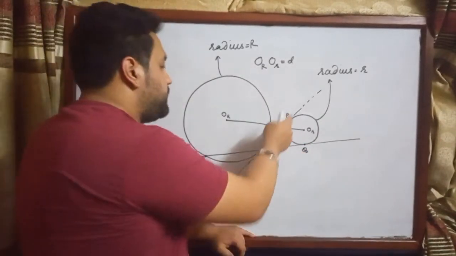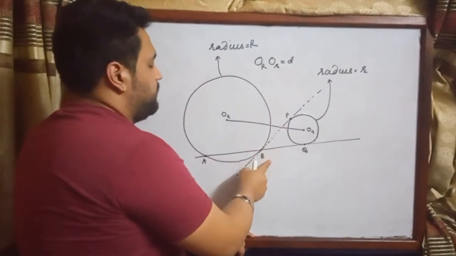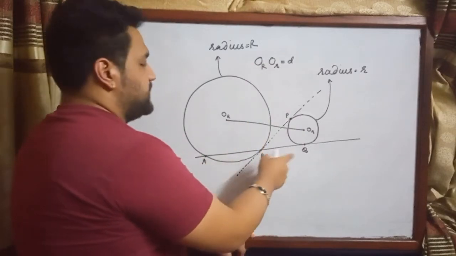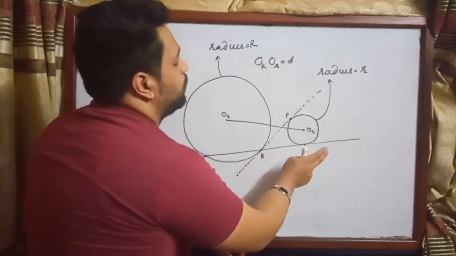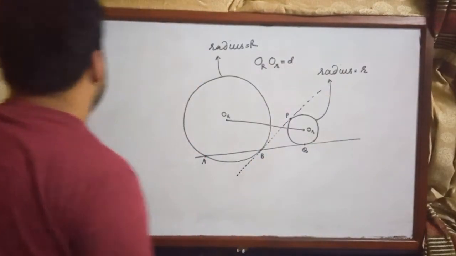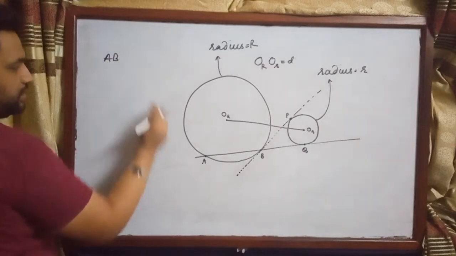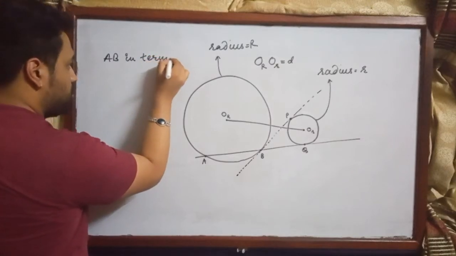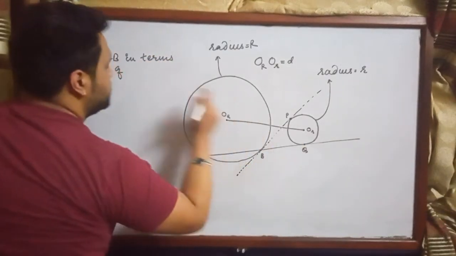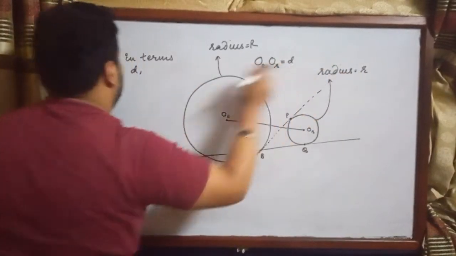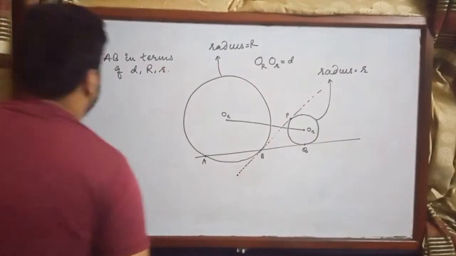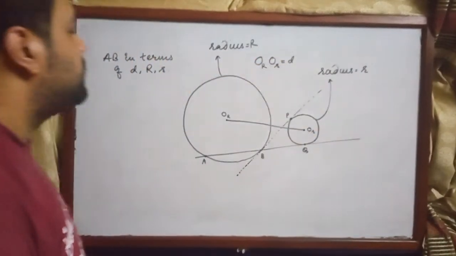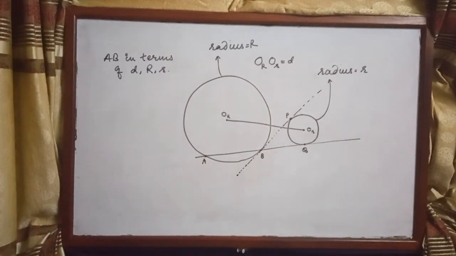So BP is a tangent to the bigger circle at B and to the smaller circle at P, and AB is a tangent to the smaller circle at point Q. What we need to do is express AB, this length, in terms of the length d, R, and r. That's what we are supposed to do, and that's all we are given.